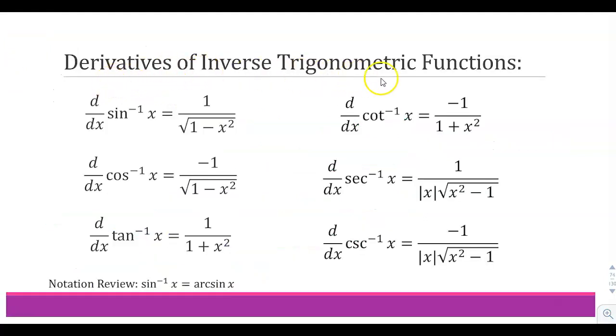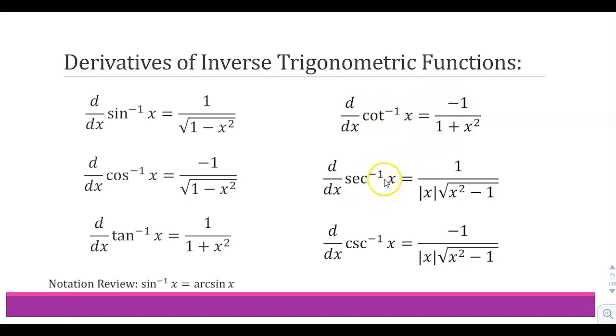So here are the derivatives of the inverse trig functions, and they're not really pretty. So if I look at the derivative of sine inverse of x, it's equal to 1 over the square root of 1 minus x squared. And the derivative of cosine inverse of x is negative 1 over the square root of 1 minus x squared. So I still have the fact that the derivative of this inverse function that starts with a co is negative. The derivative of tan inverse is 1 over 1 plus x squared. And the derivative of cotangent inverse x is negative 1 over 1 plus x squared. So again, those that start with co on the inverse trig functions are negative.